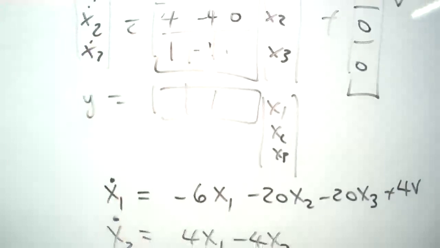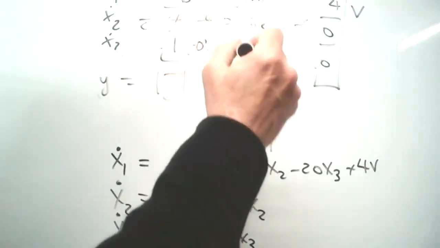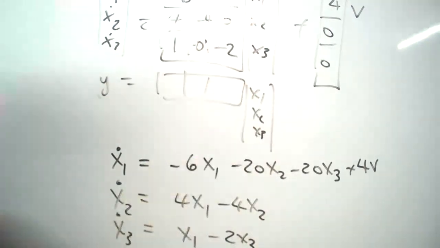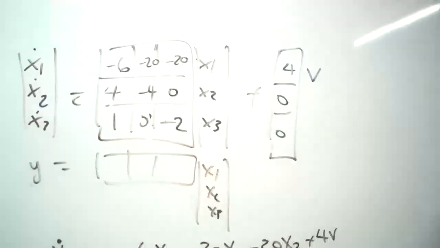Got it wrong, haven't I? Trouble is the board's playing up now, isn't it? I'll concentrate on that. 0, minus 2. So it's 1, 0, minus 2, 0.